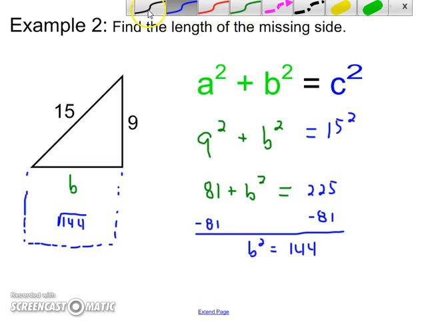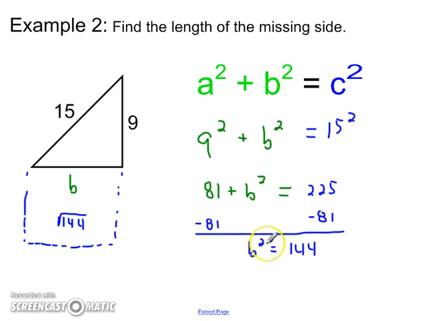So that is what I'm going to do in my equation. I'm going to undo this square with a square root. Whatever I do to one side, I do to the other. The square and the square root cancel out, so I'm left with B. And the square root of 144 is 12. So I know that B in this case is 12.